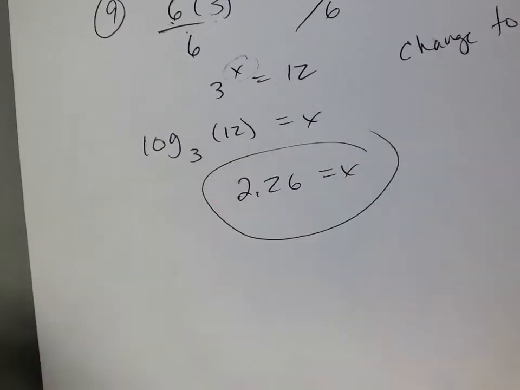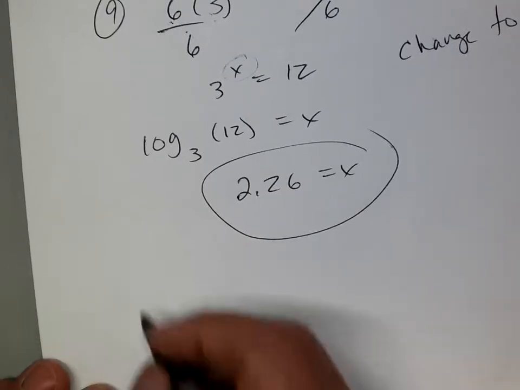What do you think? Not too bad? Just don't multiply 6 times 3. 18 to the third power equals 12. Yeah.